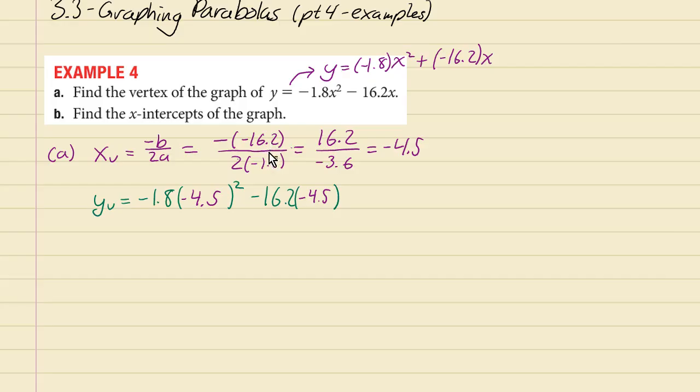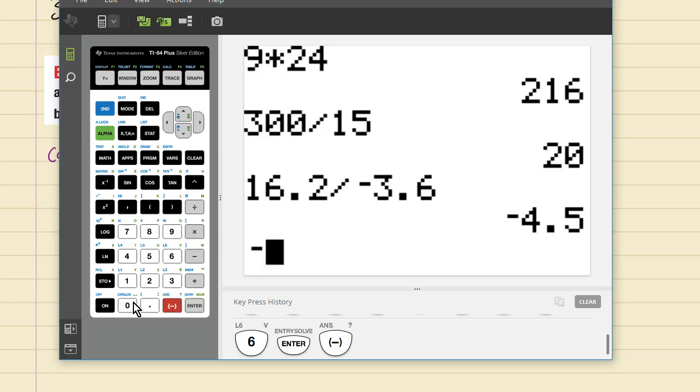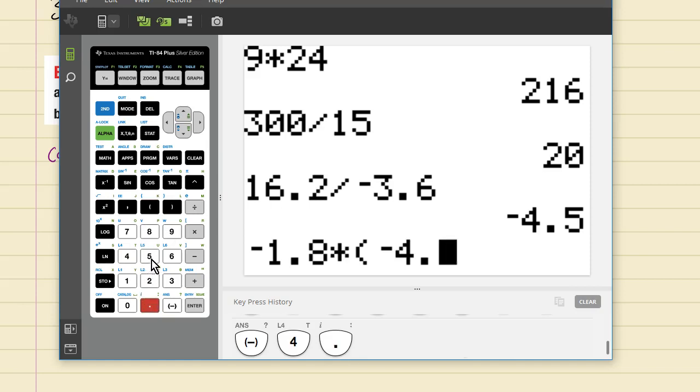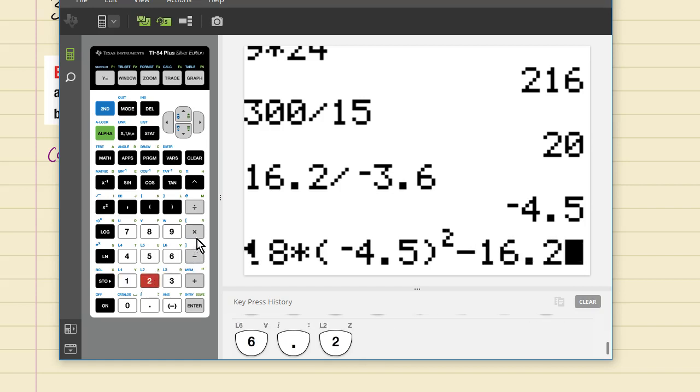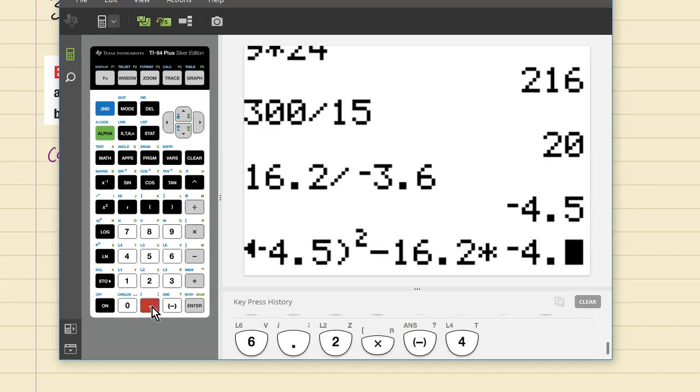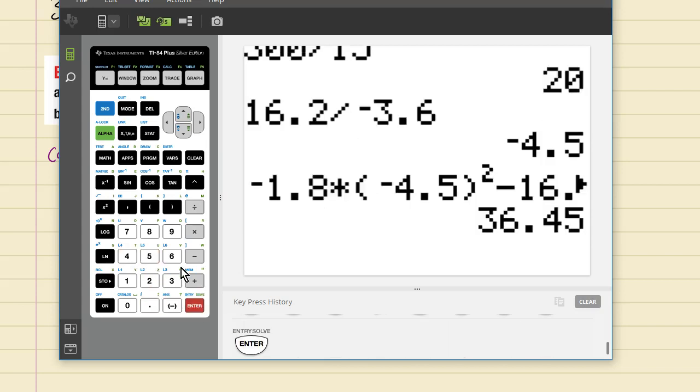We had negative 1.8 times negative 4.5 squared. Make sure that whenever you square a negative number, you put parentheses around it to make sure that the negative part gets squared too. We have that minus 16.2 times negative 4.5, and that comes out to be 36.45.